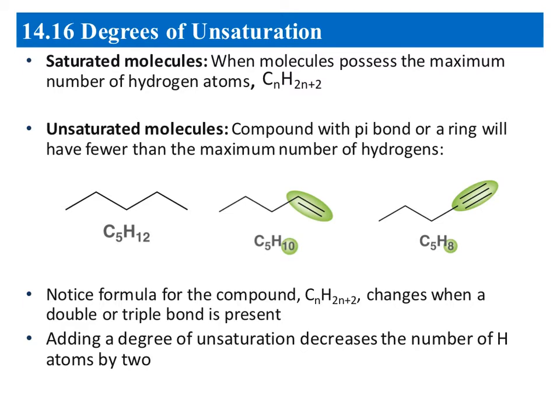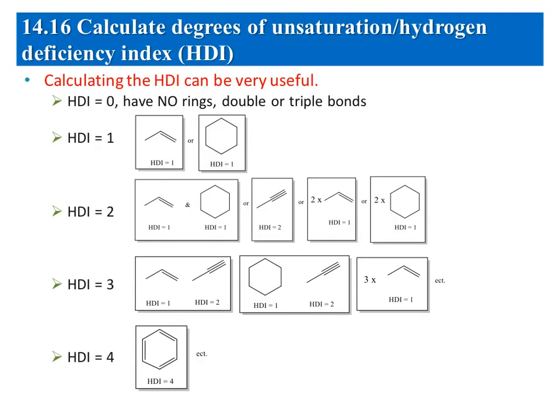So the calculation of degree of unsaturation, and the number that we can get from that completely easy calculation, can give us very useful information while drawing Lewis structures. If the HDI or degree of unsaturation equals 0, that means we have no rings, double bonds or triple bonds in the molecule, so we just have all single bonds. If the HDI equals 1, that means we should have either a double bond or a ring in the molecule.